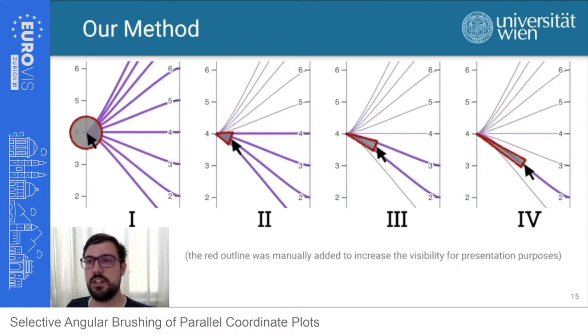Our method achieves the same highlighting as shown before, but uses only one click and drag mouse gesture. We start with a click onto an axis, as seen in step 1. This initially selects all lines running through that point. Dragging the mouse away from the axis while keeping the mouse button pressed starts a range selection. Steps 2, 3, and 4 show two features of this interaction technique. Firstly, the mouse's vertical position relative to the initial click determines the angle of the selection. And secondly, the distance from the starting position controls the range of the selection. The further the mouse moves away, the narrower the selected range gets.